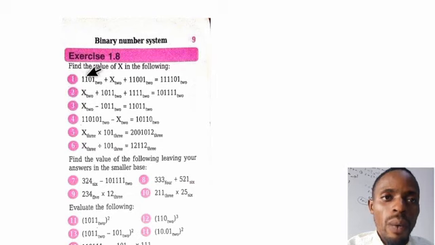We have 1101 base 2 plus S base 2 plus 11001 base 2 equal to 111101 base 2. So we want to find the value of S. This one was added to this and also added to this and gave this. So we don't know the value that added to this one and this one gives the answer. That's why we are told to find the value of S.